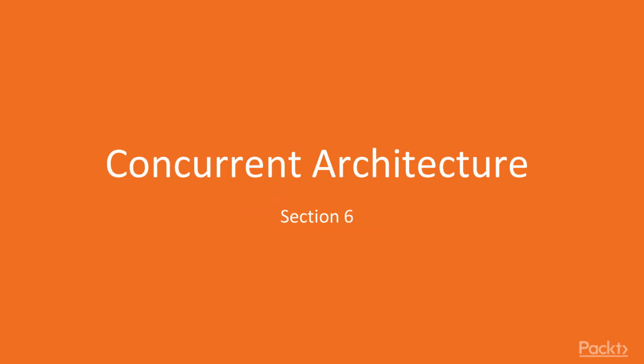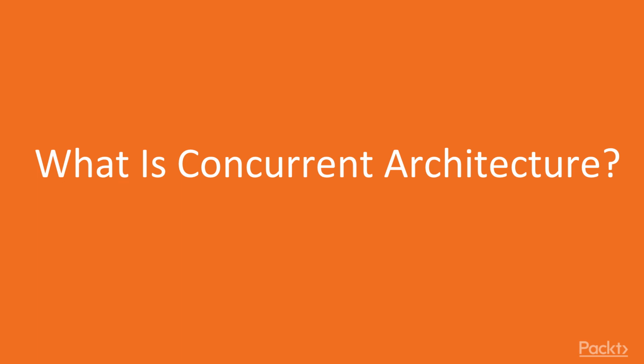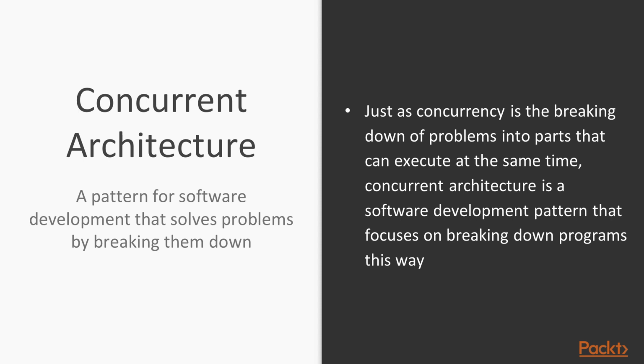In this section, we'll discuss how to combine all the types of concurrency we've already discussed into a concurrency-ready, concurrency-centric architecture. In this video, we'll define and discuss the general idea of concurrent architecture. Concurrent architecture is a software development pattern that takes concurrency as its central method of solving problems, whereas object-oriented architecture makes hierarchy its central structure, and functional architecture makes pure functions its primary abstraction.